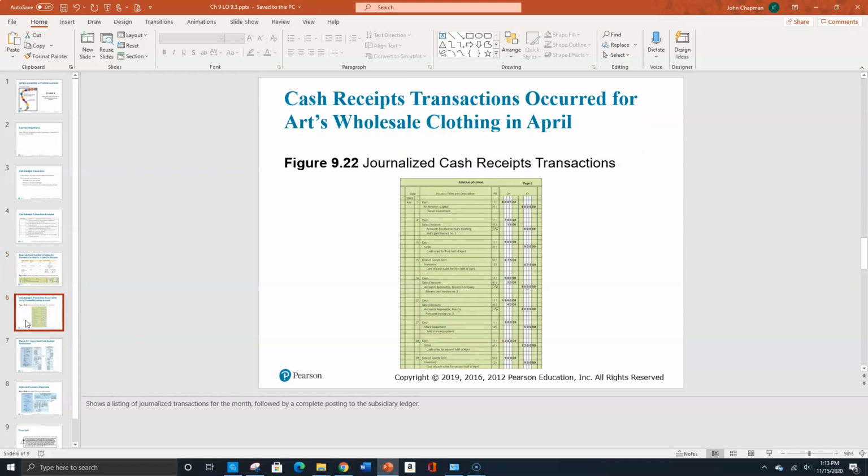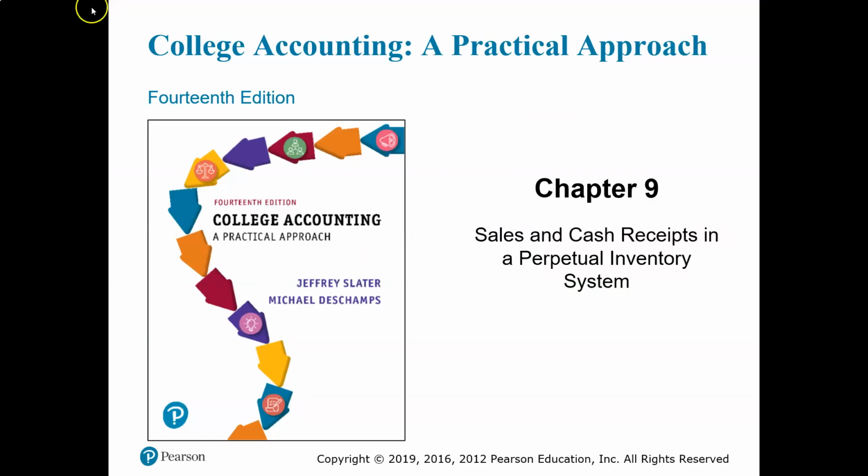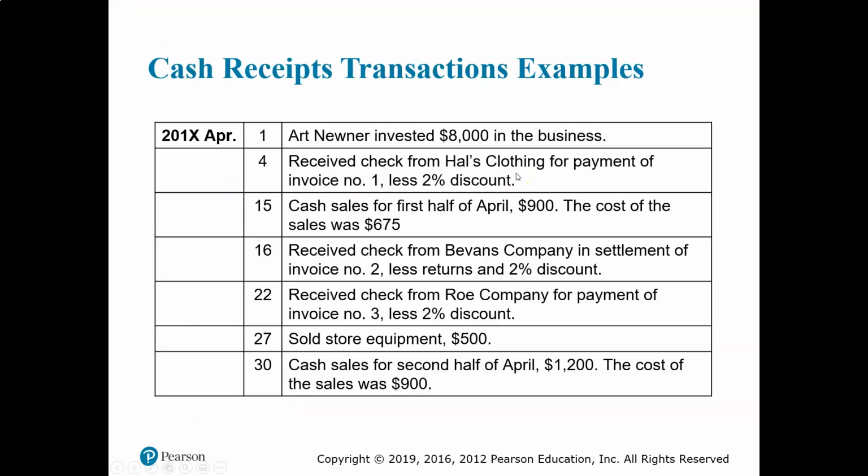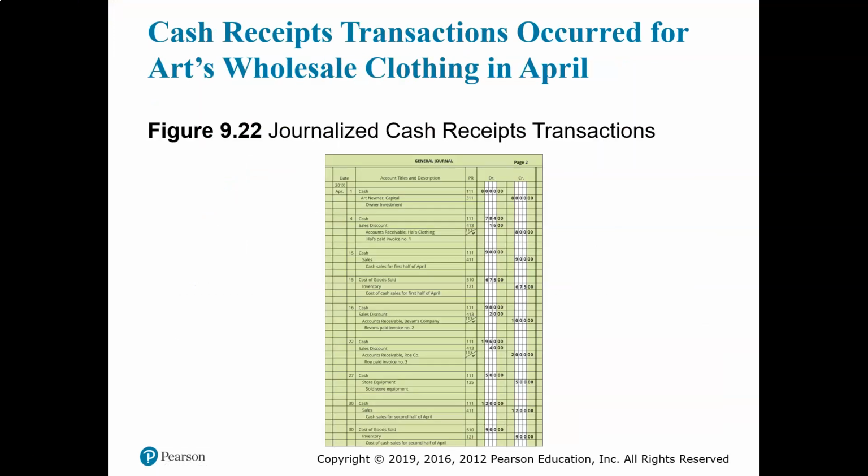Okay, so here would be all the transactions journalized. You can go through and look at those transactions at your leisure. So hard to see. Let's see if we can look at those a little closer. So this one, Hal paid for invoice number 1. That was the journal entry we just went over.